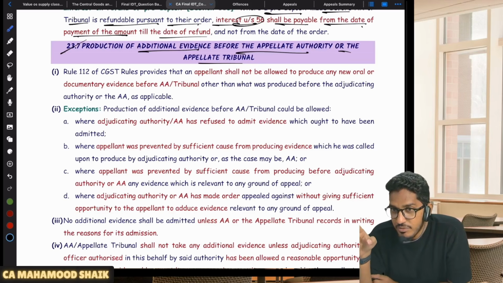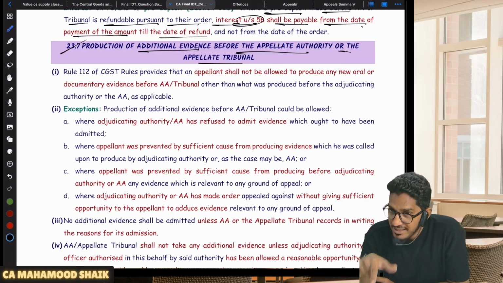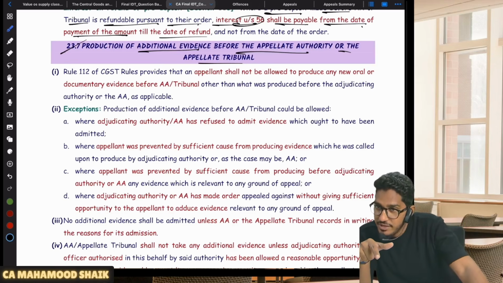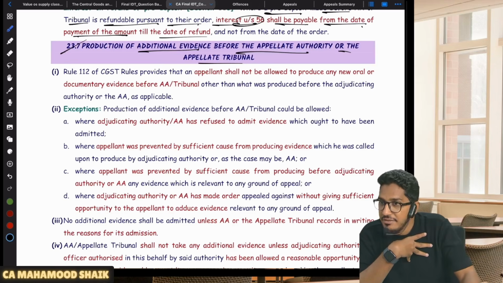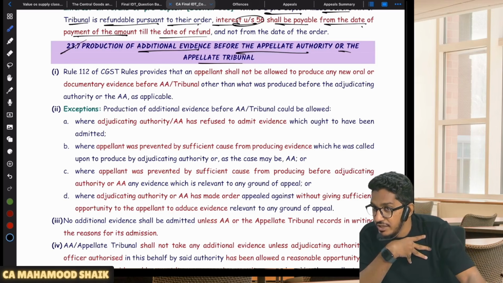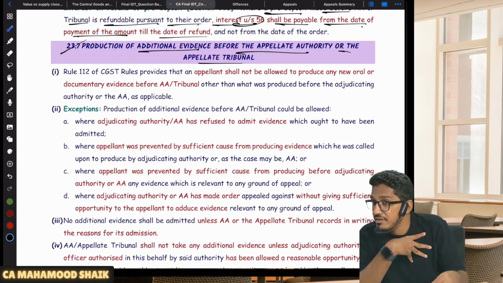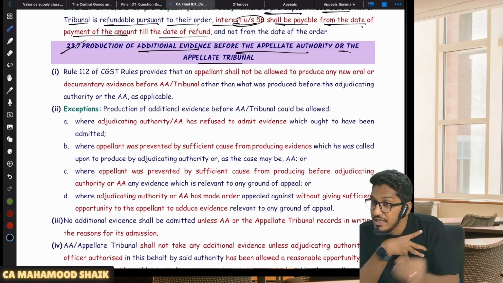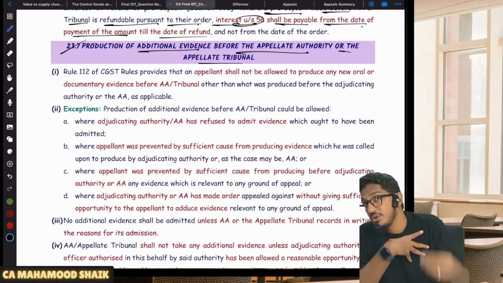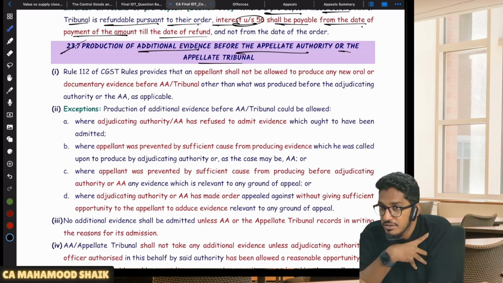At the time the PO is taking up 74A proceedings and all, I provided him some evidence, but some evidence I did not provide to him. Now I want to provide that evidence which was not provided. In my favor, I have some evidence. That evidence I did not provide before the adjudicating authority. Can I produce that extra evidence before the appellate authority? Can I produce it before the appellate tribunal?